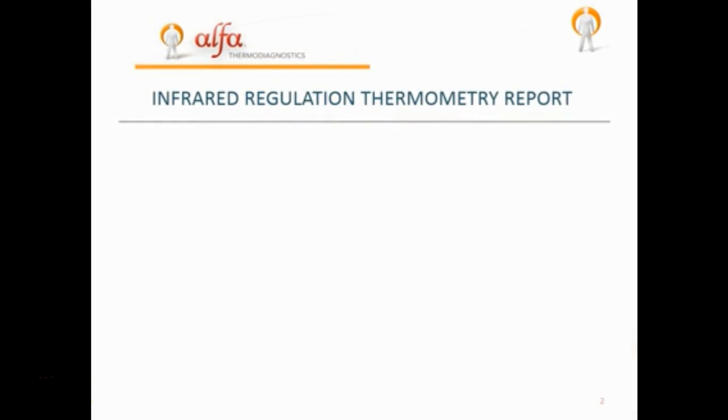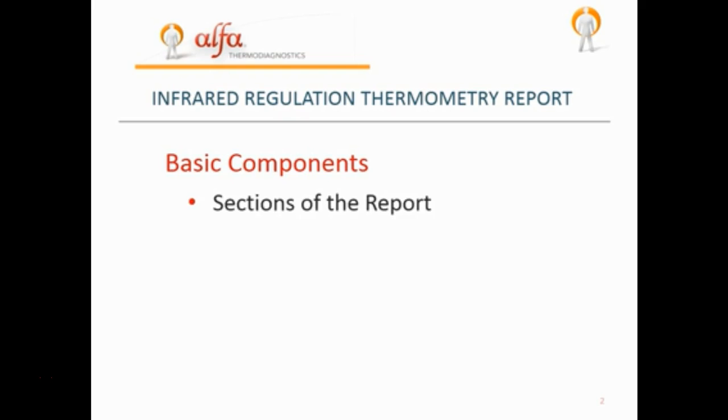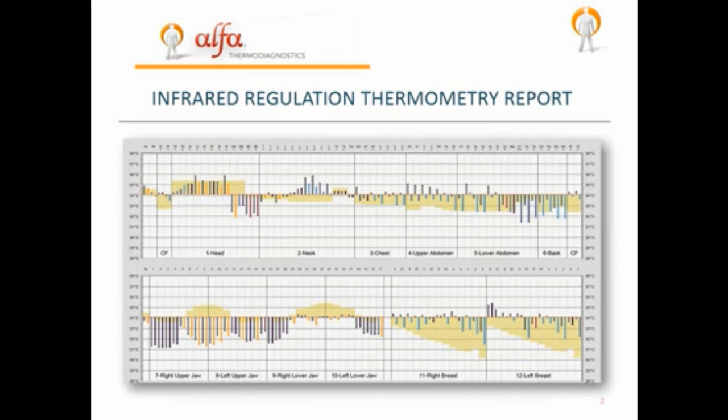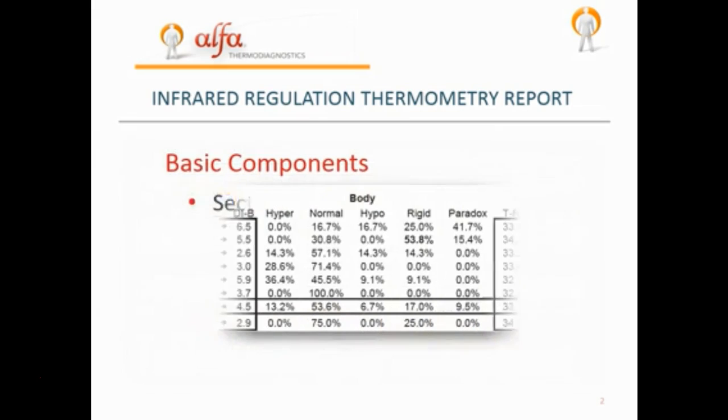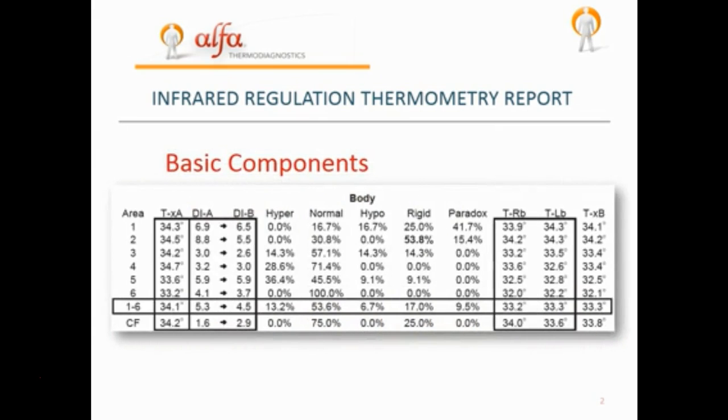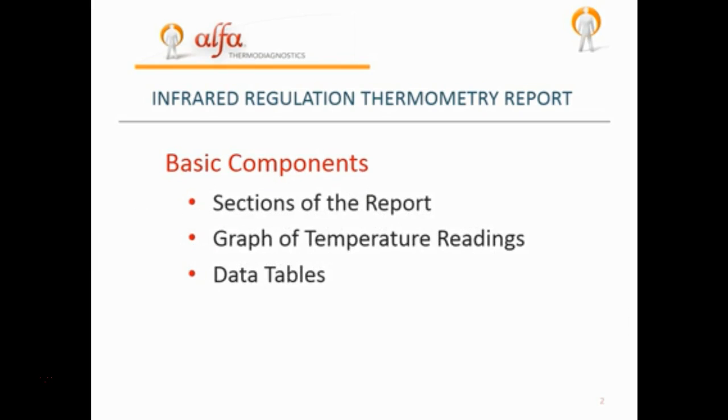This is an introductory module intended to outline the basic components of the AlphaView report. We'll go over each section of the report, including the elements of the last page, which has a graph of the temperature readings and tables that summarize the data. It's important that you understand this basic information so that as you continue with more of Alpha's report trainings, it'll be easier for you to follow along.